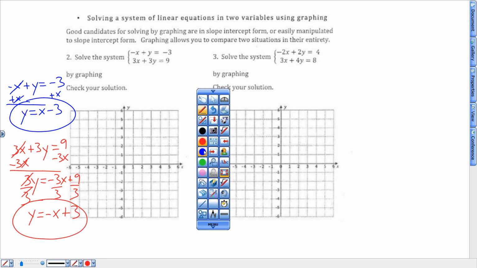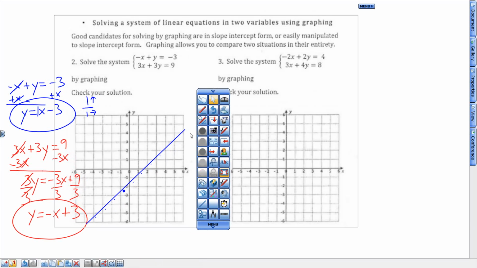So I'll do the one in blue first. Starting at -3. And then that number in front of x, which is a 1 right there, means every time I go right 1, up 1, right 1, up 1, right 1, up 1. Stair step the opposite direction, left 1, down 1. Be able to draw that line accurately using a straight edge because you're trying to see where those two lines intersect exactly.